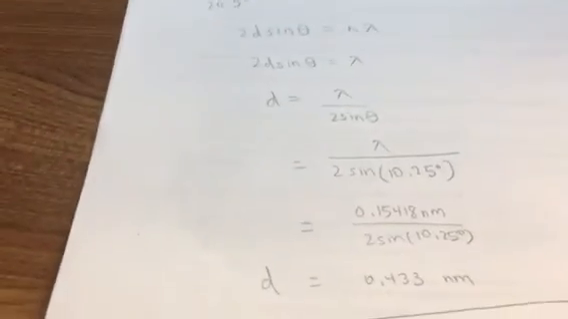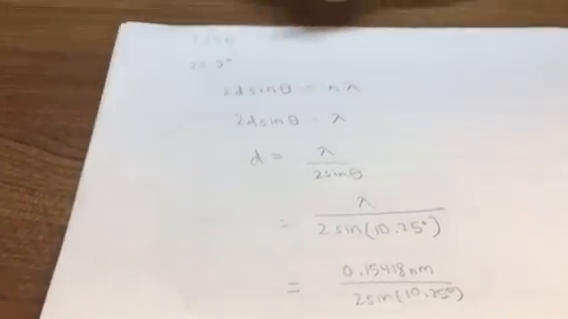Where did I get that number? Right here, 0.15418 nanometers, top right corner. Okay, and I just plugged it into the calculator and got d equals 0.433 nanometers.